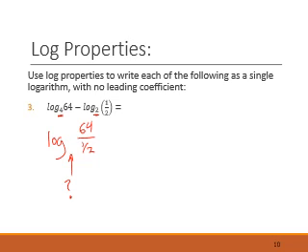So the takeaway from these last few examples was: make sure you follow the order of operations. You always have to respect the order of operations. And make sure you've got the same base. If you don't have the same base, then you can't use log properties.